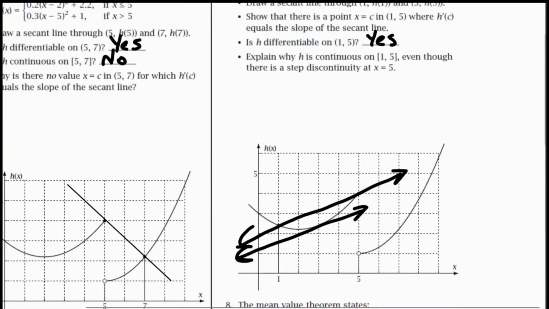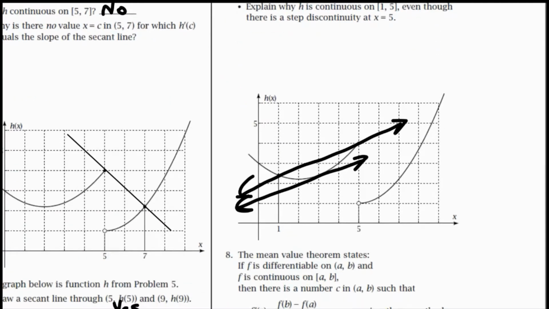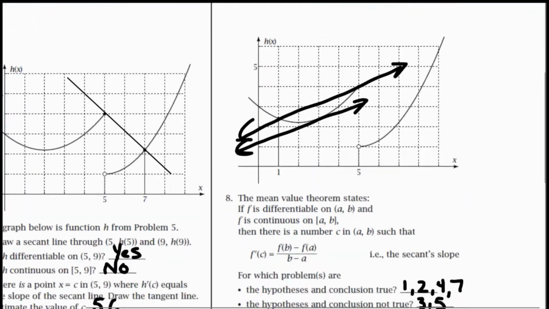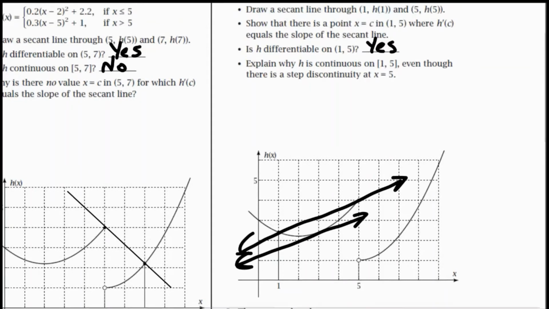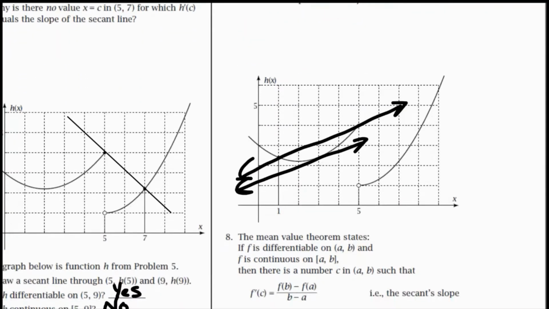And then the last one here, number 7, same graph, but this time we're only looking at the interval from 1 to 5. So we're only dealing with the left branch of this piecewise function. And in this case, yes, the function is continuous. Yes, it's differentiable. And now we do have a tangent slope that is the same as the secant slope at some point within the interval.